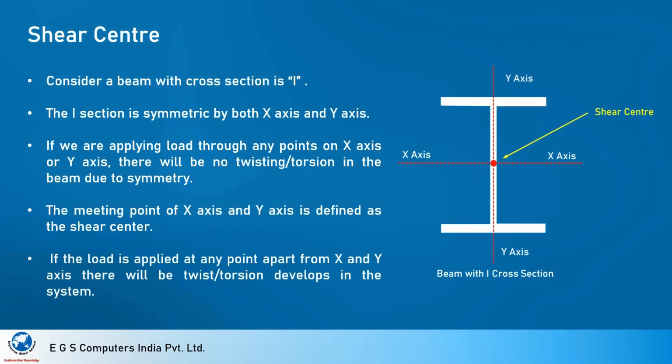Next, consider a beam with an I cross section. Here the I section is symmetric about both the x-axis and y-axis. If we apply load through any point on the x-axis or y-axis, there will be no twisting or torsion in the beam, and it is mainly due to the symmetry of this I-beam along the x-axis and y-axis. And here the meeting point of the x-axis and y-axis can be defined as the shear center. If we apply load at any point apart from the x-axis and the y-axis, twist or torsion will develop in the structure.